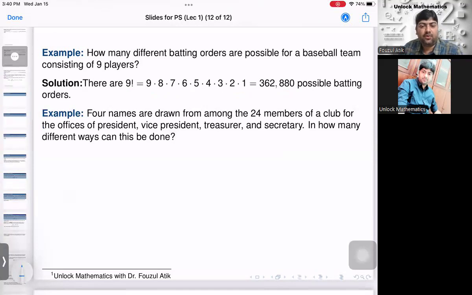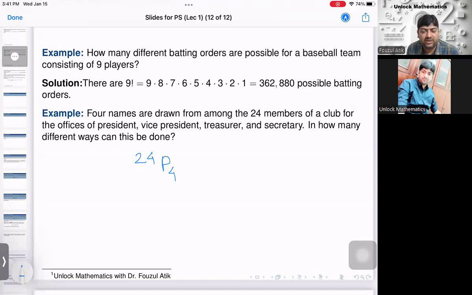Four names are drawn from among the 24 members of a club for the offices of president, vice president, treasurer, and secretary. How many different ways can this be done? So now you know the formula. This is basically assigning offices for president, vice president, treasurer, and secretary. So this is basically 24 P4.